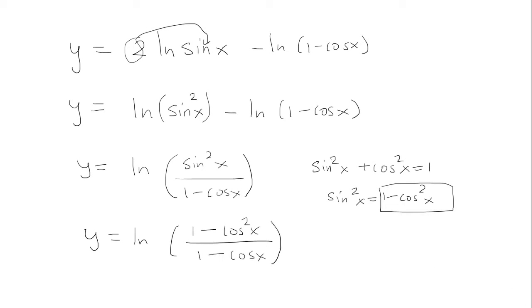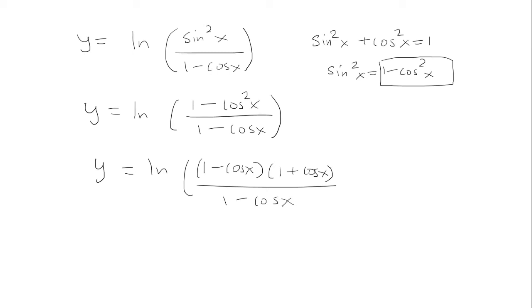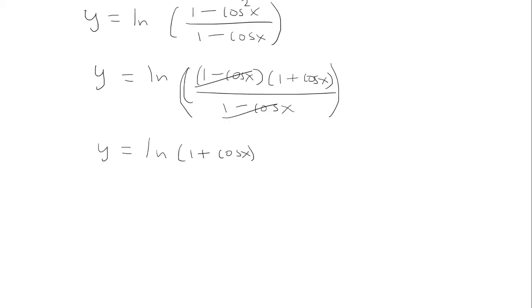And now I can actually simplify this, because 1 minus cosine squared is just 1 minus cosine times 1 plus cosine. And we're going to divide that by 1 minus cosine. The 1 minus cosine is going to cancel, and I'm going to be left with y equals ln of 1 plus cosine of x. So up to this point, I just simplified the expression. Now let's find the inverse.